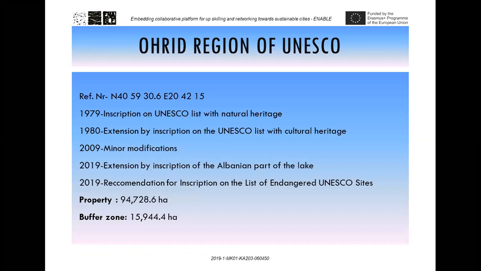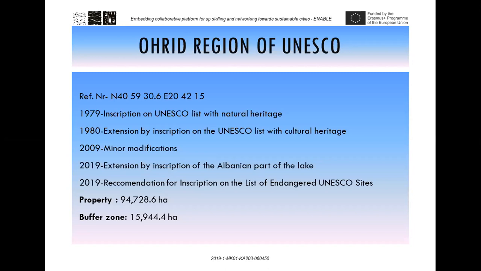And with this, actually, Ohrid region is one of the rarest regions and cities in Europe, in the world as well, that has both the natural and cultural heritage inscribed on the UNESCO list. So in 2009, there were minor modifications, and in 2019, there was an extension by inscription of the Albanian part of the lake as well. In 2019, there was a recommendation for inscription on the list of endangered UNESCO sites. And actually, here is where the problems begin.